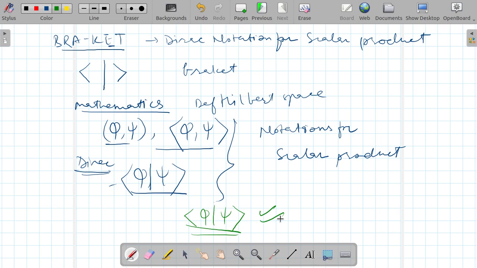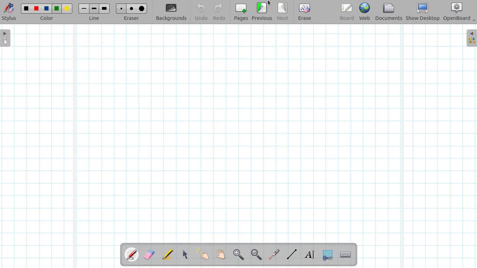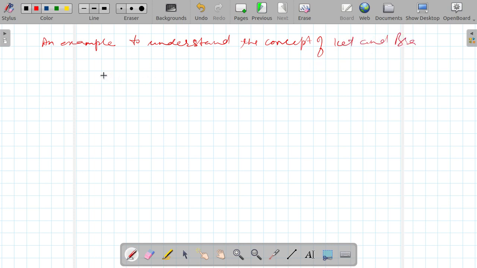So let us understand the concept of this bra and ket better by taking some example. So let us discuss an example to understand the concept of ket and bra vectors, and here I am using the concept of probability in this example. I followed for this the book by Stephen Holzner. The title of the book is Quantum Physics for Dummies.